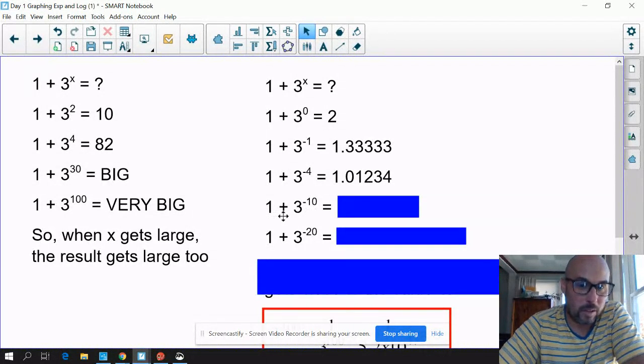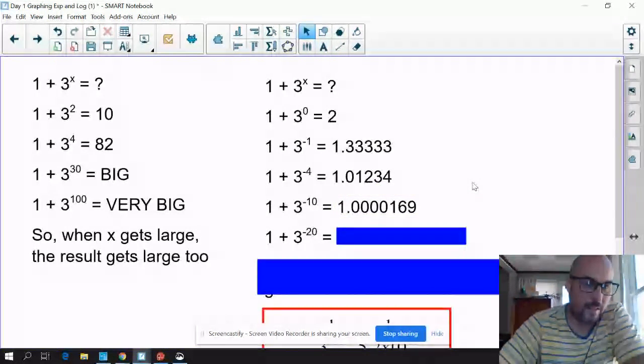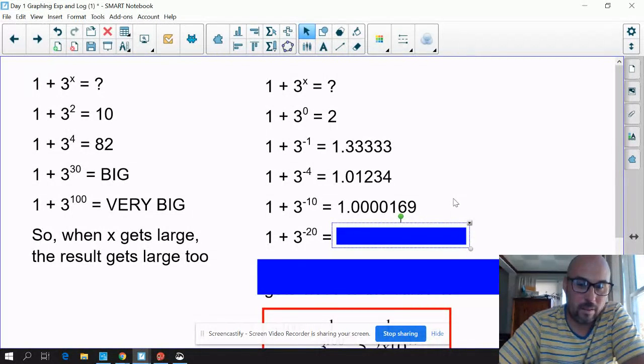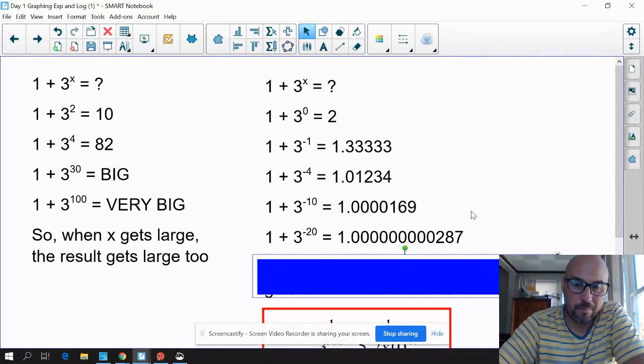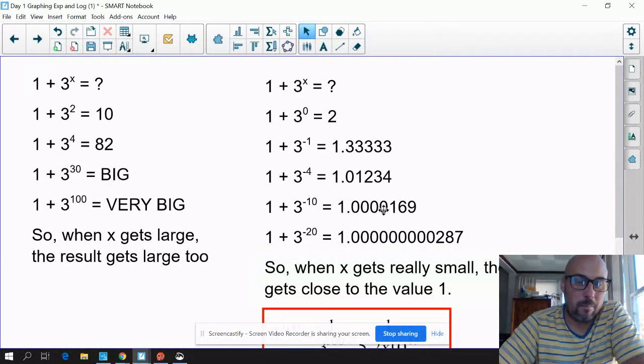And 1 plus 1 over 3 to the 10th, is that in decimal form? 1 plus 1 over 3 to the 20th? Is that in decimal form? So what conclusion can you draw? When x gets really, really small, what is happening to the result of 1 plus 3 to the x? It's getting really, really close to 1. It's basically 1. The reason why is because 3 to a really small exponent is basically 0.